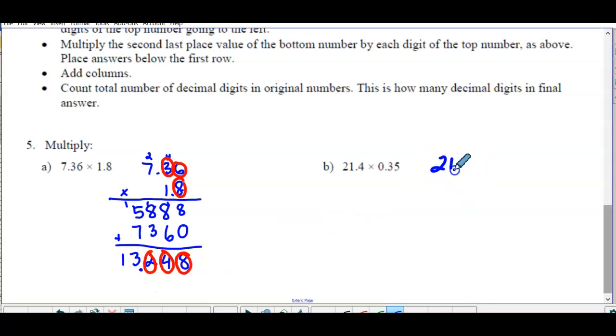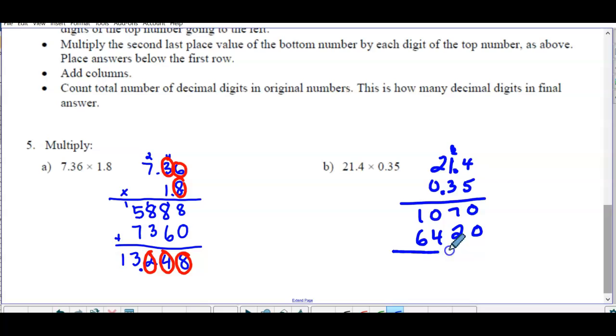Next one, 21.4, and then line up the 5, 3, 0 point. Okay, and so start at the right. 5 times 4 is 20. There's your 20. 5 times 1 is 5, plus 2 is 7. 5 times 2 is 10. Then 0 underneath. 3 times 4 is 12. Carry the 1. 3 times 1 is 3 plus 1 is 4. 3 times 2 is 6. And you don't need to do the zeros. It would all be zeros.